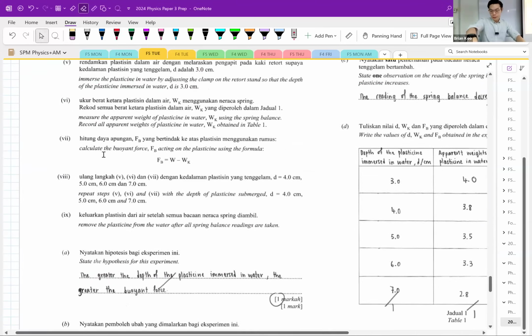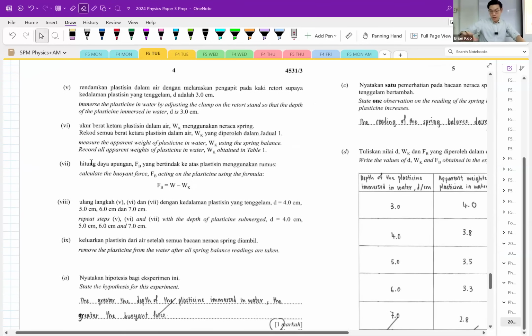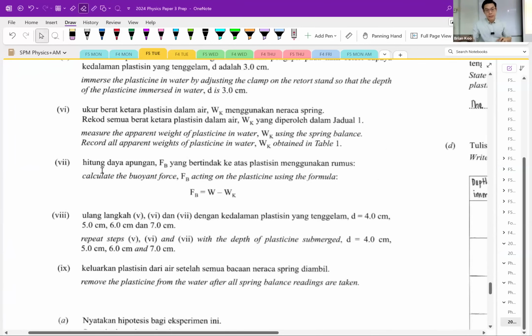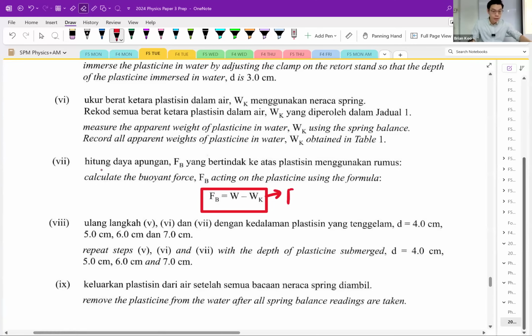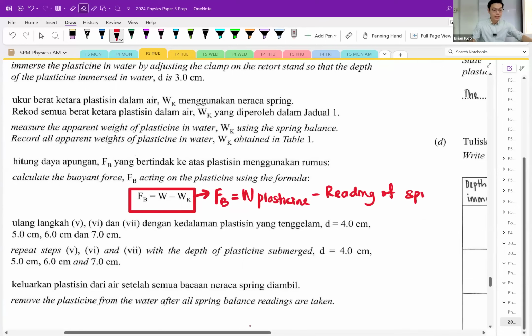The part I want to talk about is this one: how do they get the buoyant force? Just a quick reminder, in order to get the buoyant force, you take the weight of the plasticine, this one is emerging, minus the reading of the spring balance. The reading of the spring balance is also known as the apparent weight.